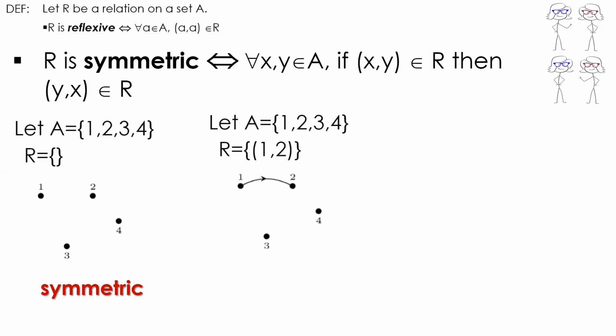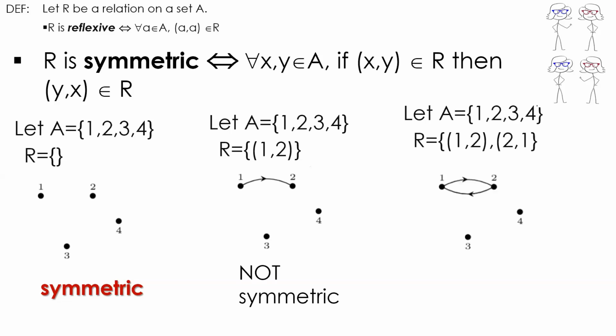However, if I add one arrow here, 1 to 2, now this is broken. Now this is not symmetric because I've got 1 going to 2, but I don't have 2 going to 1. I can look at a third relation. This one is symmetric because I've got 1 going to 2 and then 2 going to 1. So these are three different relations: symmetric, not symmetric, symmetric.